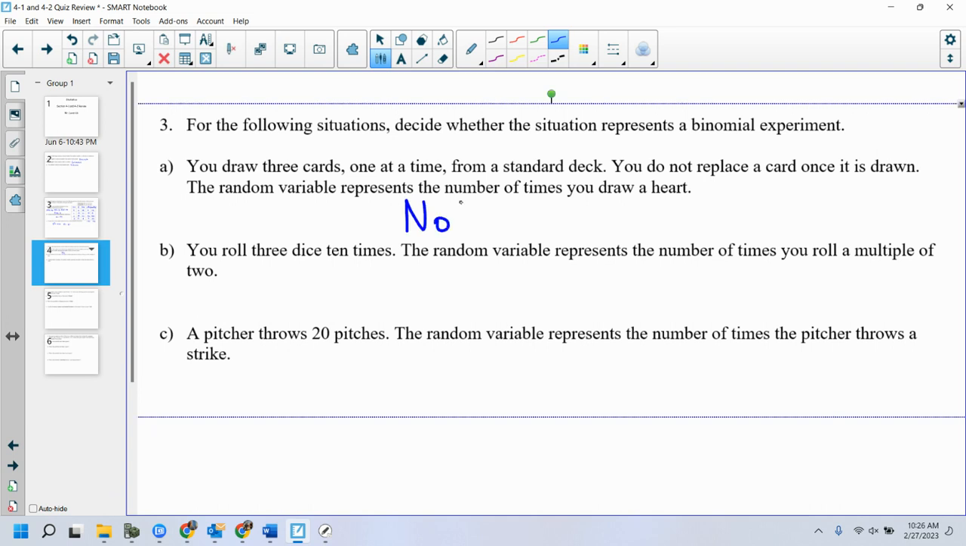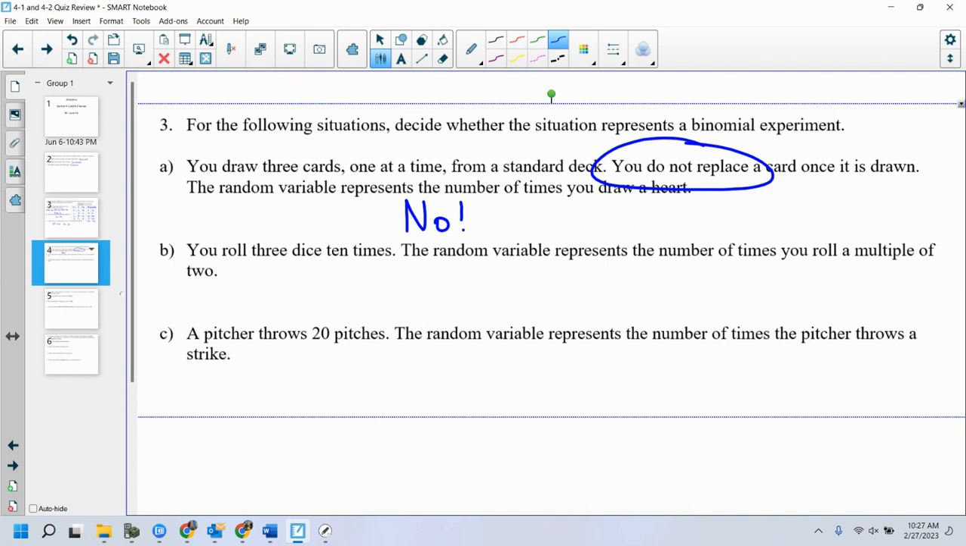No, not binomial. What makes this not a binomial experiment? Okay, what is a success? What is a failure? So there's only 2 outcomes. There are multiple ways to get a success, but there are still only 2 outcomes. I can either get a success or not. It's the not replacement. That piece makes it not a binomial.